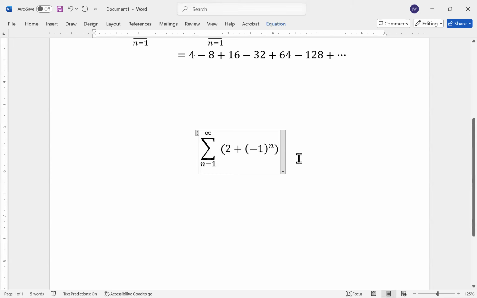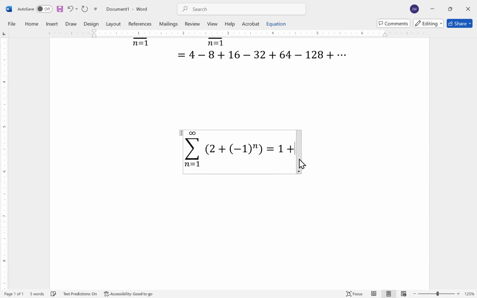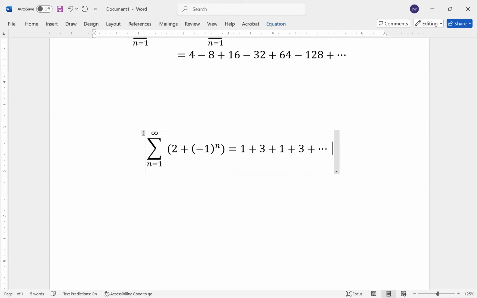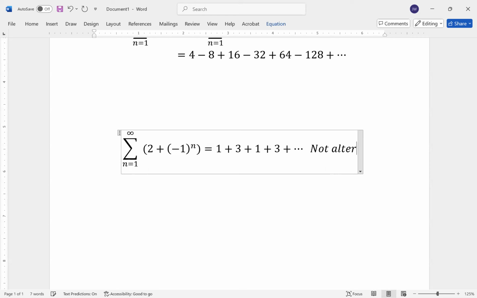The terms of this series: when I plug in 1, I get a 1. When I plug in 2, I get a 3. We do go back and forth between 1 and 3, but notice that we're not going back and forth between a positive and a negative. So this one is not alternating.